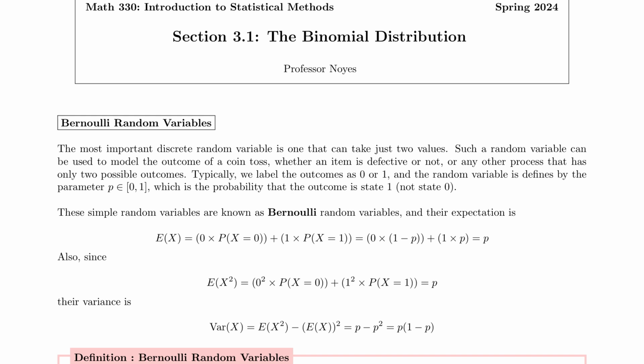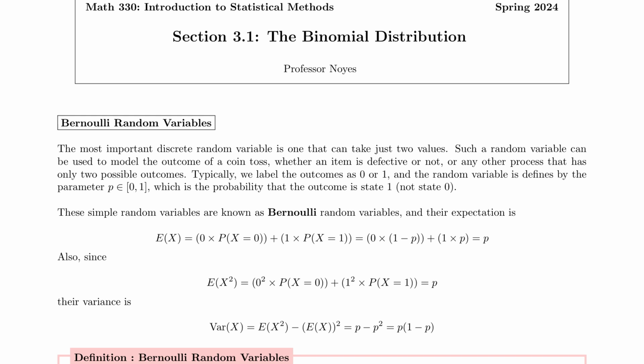So before we can understand what a binomial distribution is, we have to first talk about what a Bernoulli variable is. And that's exactly the type that I was just mentioning with our coin flips or our die rolls, where we're looking for an even or an odd number. And they're our most important kind of discrete random variable because they happen so often. And these are the types of discrete random variables that can only take on two values. Such a random variable can be used to model the outcome, like I said here, of coin tosses, whether an item is defective or not, or any other process that has only two possible outcomes.